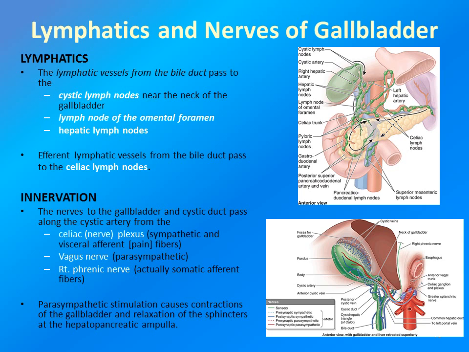With reference to the gallbladder, lymphatic vessels and nodes include the cystic lymph nodes near the neck of the gallbladder, and the lymph nodes of the omental foramen and hepatic lymph nodes. Efferent lymph vessels move along the bile duct passageway to the celiac lymph nodes. Innervation, of course, is from the celiac nerve plexus, which provides both sympathetic and parasympathetic fibers, the parasympathetics being from the vagus nerve. And the right phrenic nerve actually offers some somatic afferent, or sensory, fibers. Parasympathetic stimulation results in contraction of the gallbladder and relaxation of the sphincters at the hepatopancreatic ampulla.